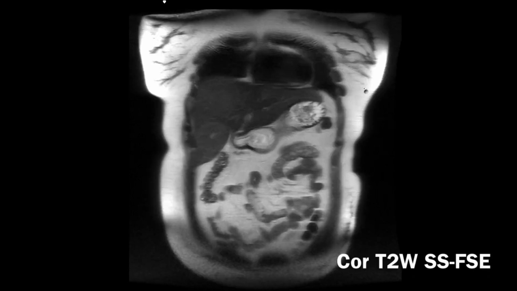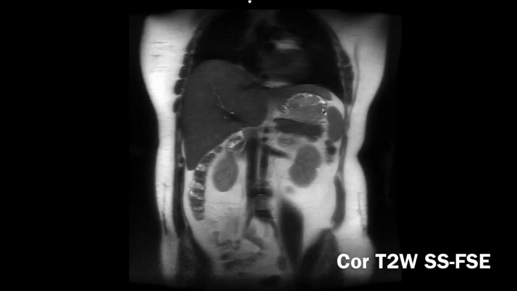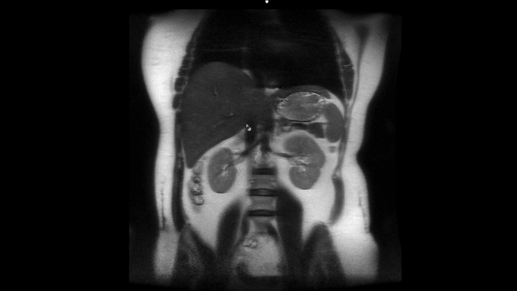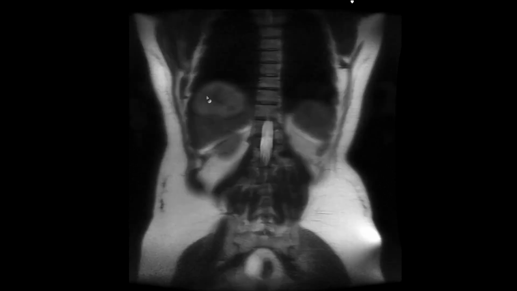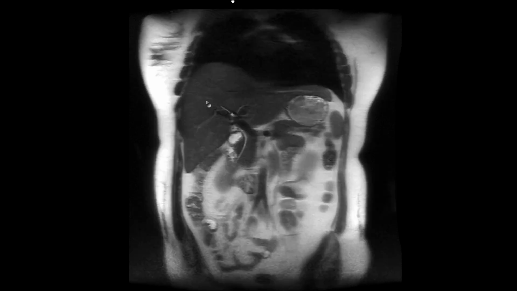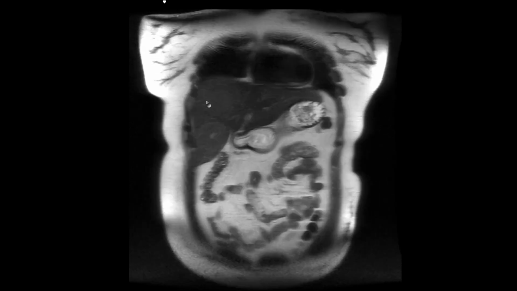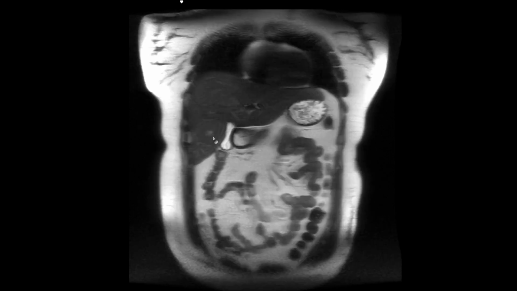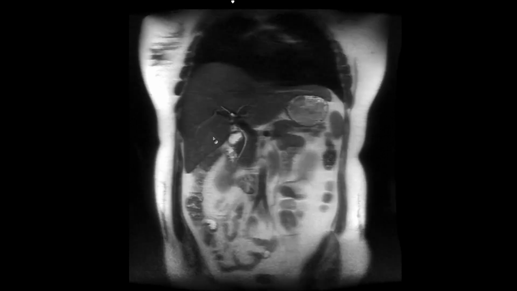So if we again start with our coronal SSFSEs, these are single shot, fast spin echo, T2 weighted. Again, the liver is relatively dark, and abnormalities often stand out as being quite bright. So this is an abnormal lesion in the liver that's slightly T2 bright, or T2 hyperintense. There are other more subtle abnormalities here in the liver. This is a very slightly T2 hyperintense lesion, quite isointense to background liver, and there's a central area here that's a little bit T2 brighter.